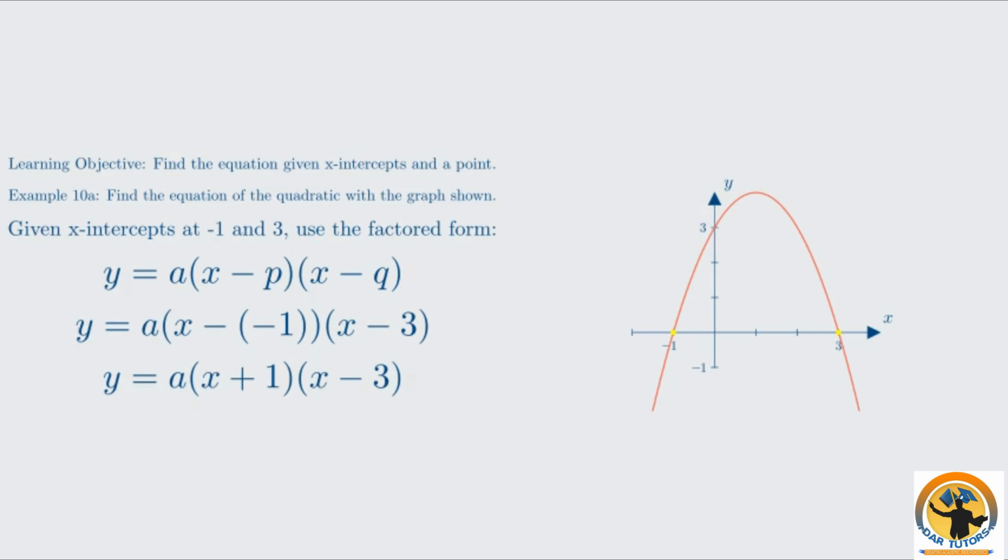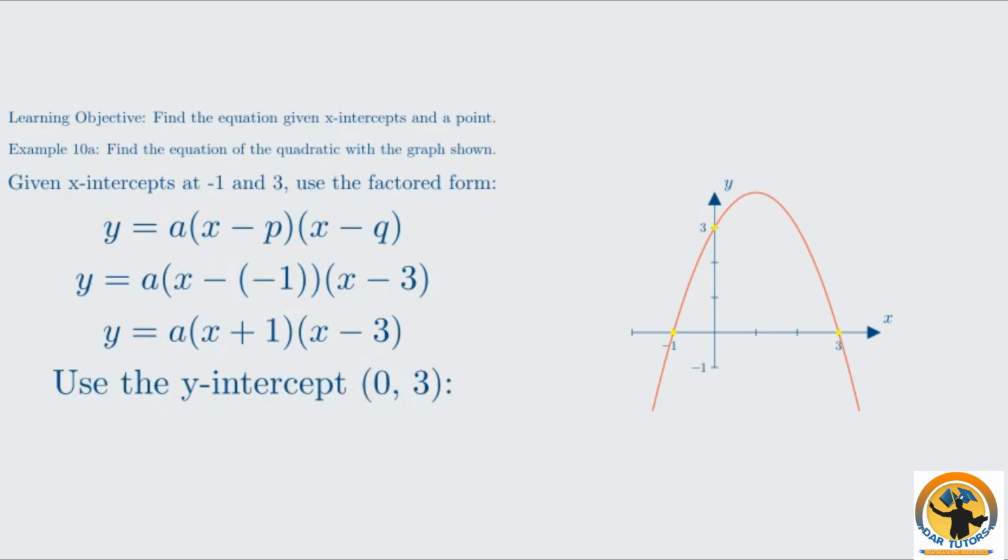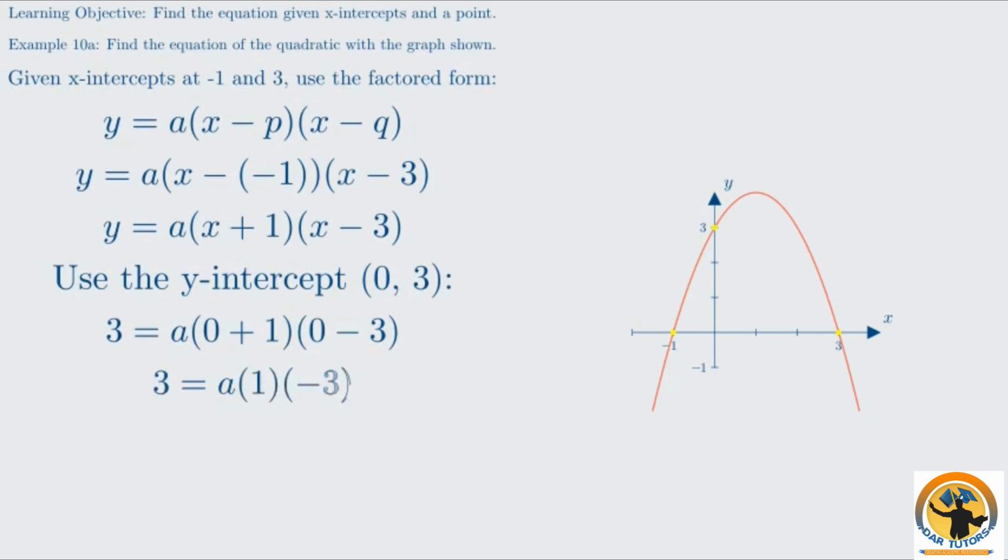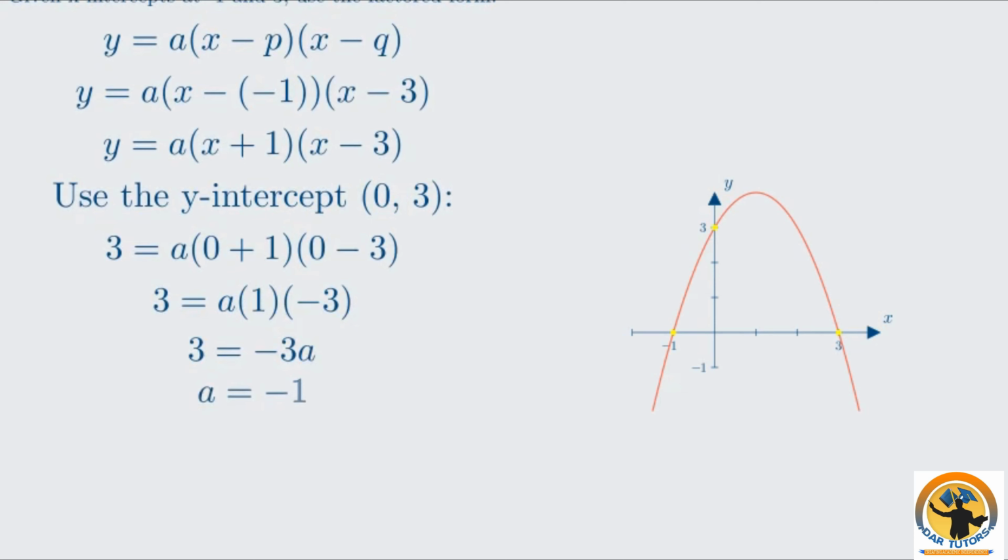All that's left is to find the value of a. To find a, we need one other point from the graph. The graph clearly shows a y-intercept at 0, 3. We can use this point. Substituting x equals 0 and y equals 3 into our equation, we get 3 equals a times 1 times negative 3, which simplifies to 3 equals negative 3a. Dividing by negative 3, we find that a equals negative 1. This value is negative, which confirms the graph opens downwards.